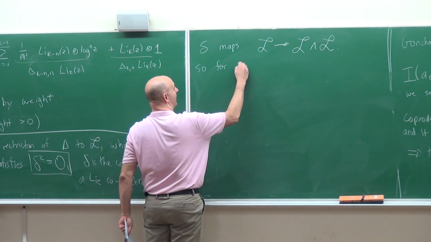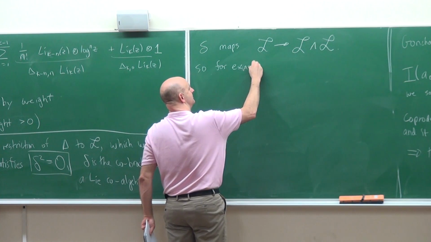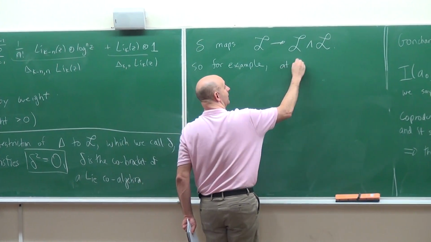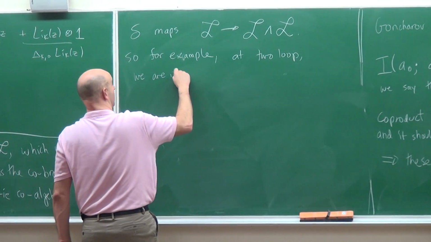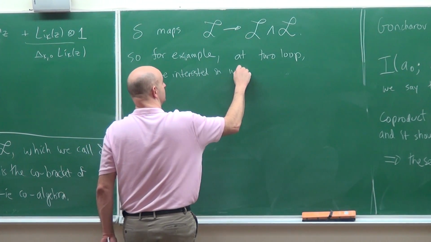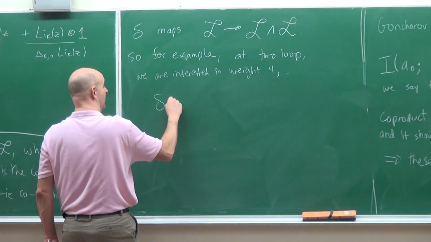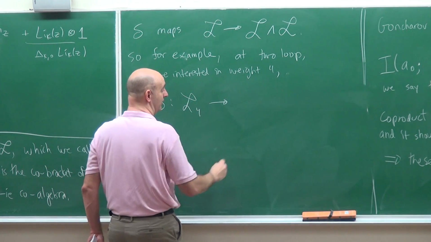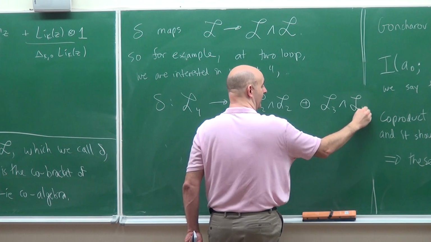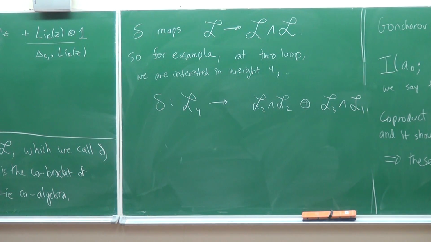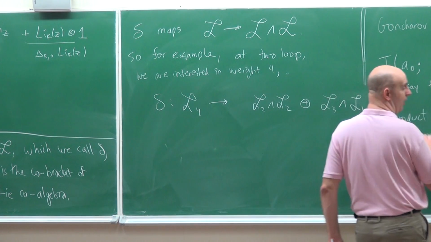So for example, and I might use this later, if we look at two-loop amplitudes, where we're interested in weight 4, delta maps L4 into only two components, L2 wedge L2 and L3 wedge L1. You don't have a piece like this because 1 is a trivial element in the quotient space. Okay. Are there any questions about this?